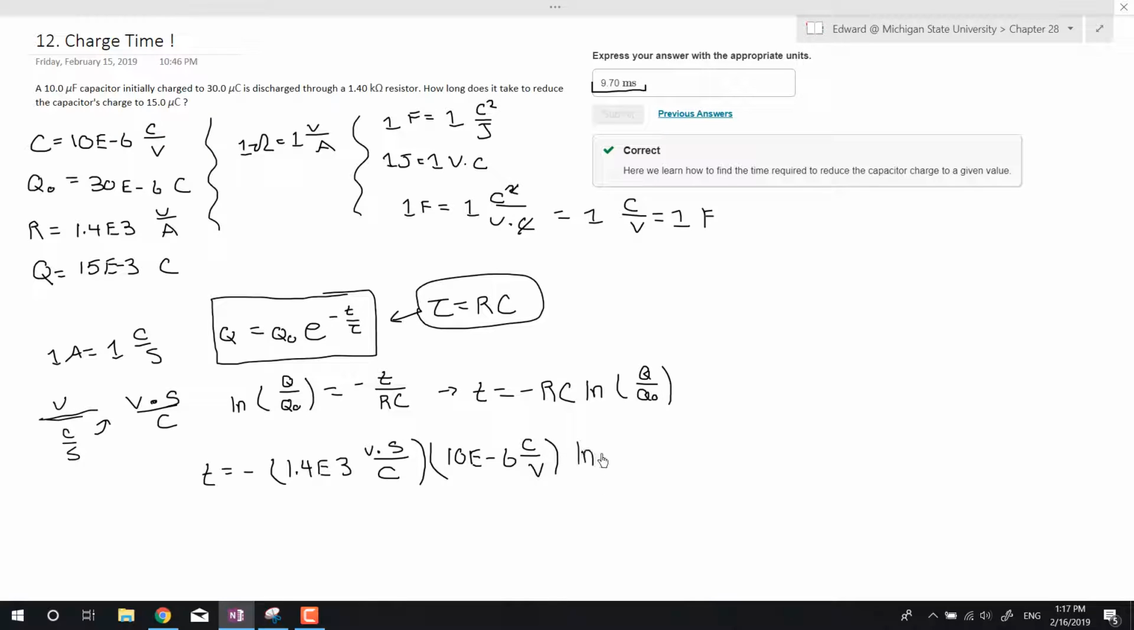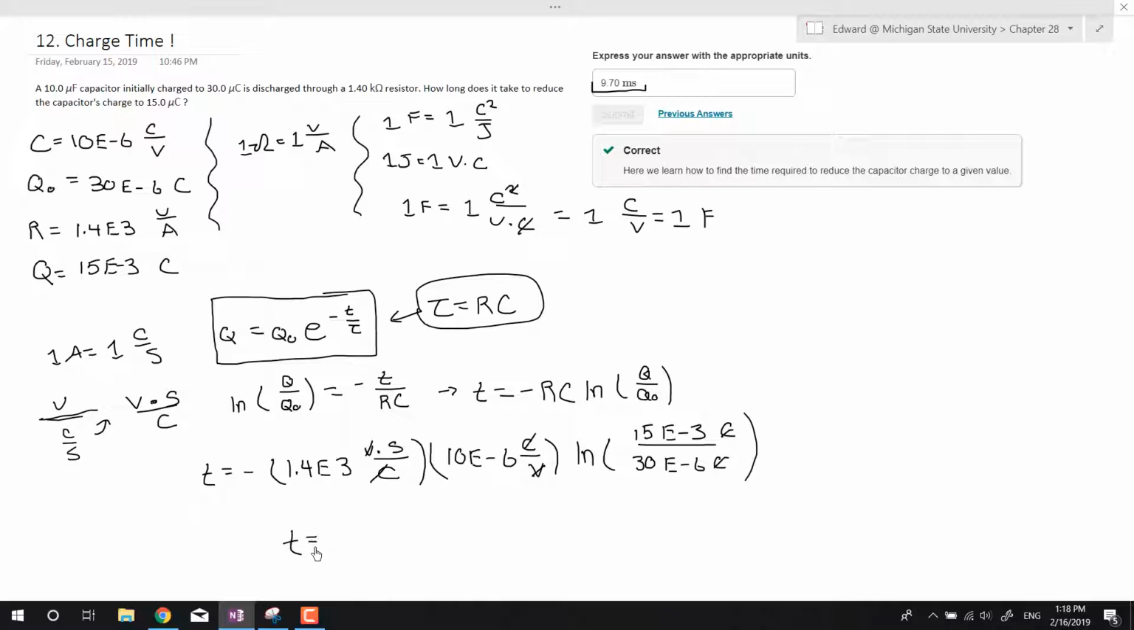And then we're going to have the natural log, and then these units are just going to be here. Let's see, what is Q? These units are going to cancel. This is going to be unitless, right? Because the coulombs is going to cancel. So it's going to be 15 e to the negative 3 coulombs divided by Q naught, which is 30 e to the negative 6 coulombs. These coulombs cancel. This volt and this volt cancel, and this coulomb cancels. So we're left with seconds, right?